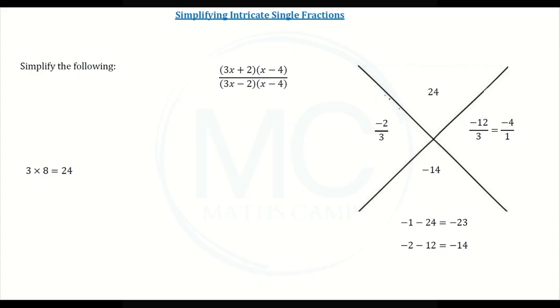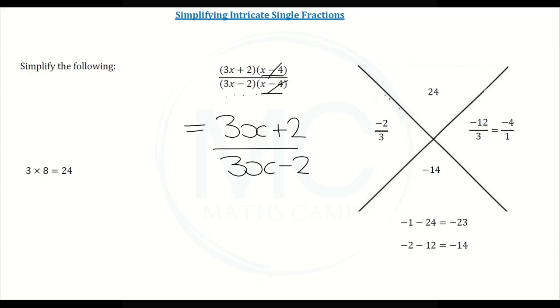And now we can simplify. We have a bracket here, x minus 4, and again over here, x minus 4, so these cancel out. Please be careful with these brackets over here. They may both include a 3x, they may both include a 2, but the signs are different. Therefore, the brackets are not the same. So our answer becomes 3x plus 2 in the numerator and 3x minus 2 in the denominator.